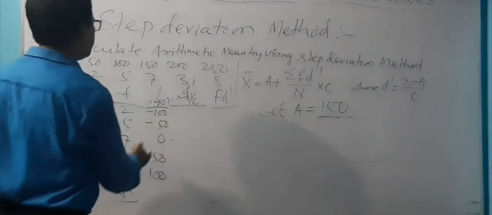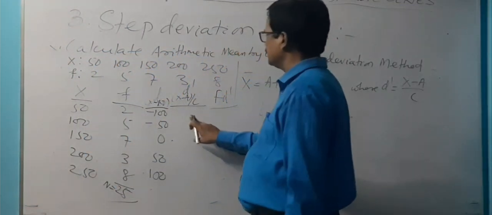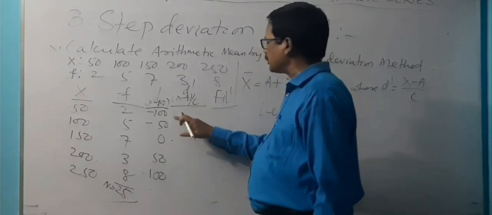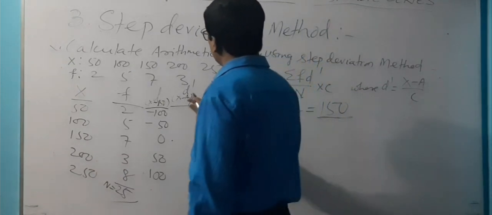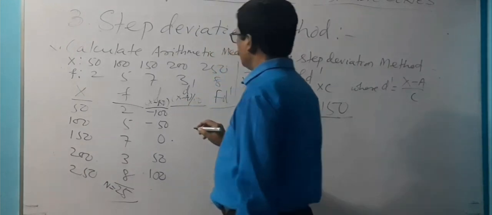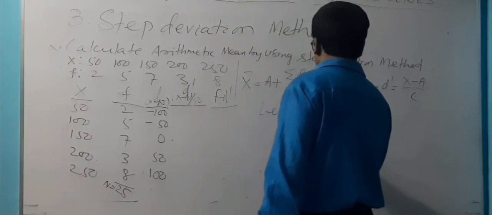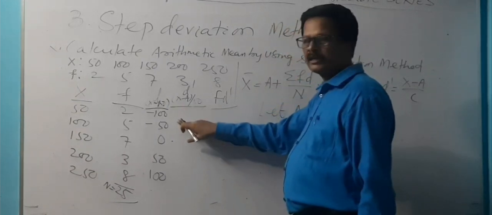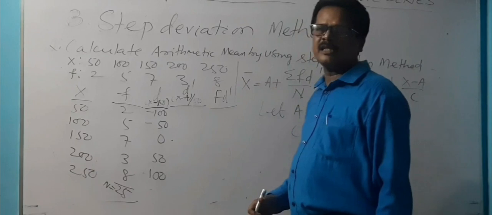Now, what is d dash? D dash is equal to x minus a divided by c. Here, what is the common factor? We have to see column D, and the common factor here is 50. So here we write c as 50. In column D we have minus 100, minus 50, 0, 50, 100. So you can take c as 50.